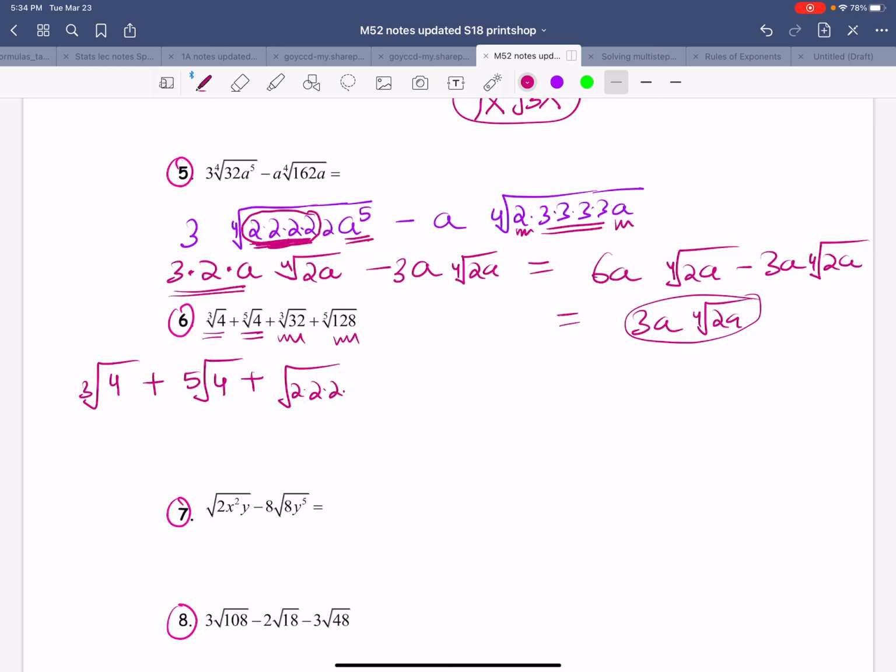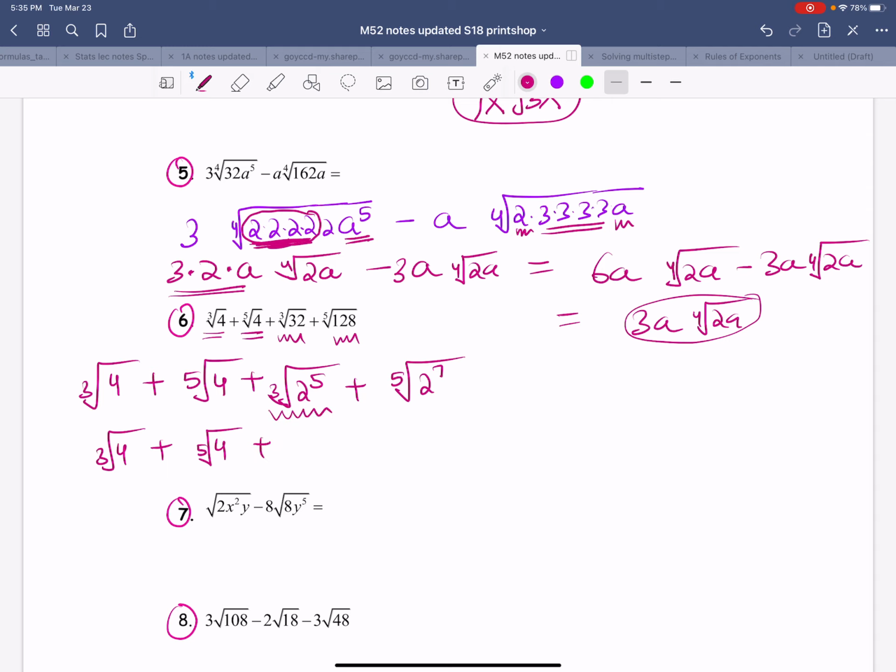2 times 2 times 2, or we can just say this is 2 to the 5th power. Cube root 2 to the 5th power. And 128 is 2 to the 7th power. 2 to the 7th power is 128. 2 to the 7th power, 5th root. Again, cube root of 4 cannot be simplified anymore. 5th root of 4 cannot be simplified.